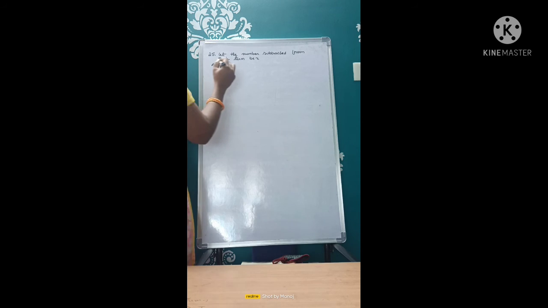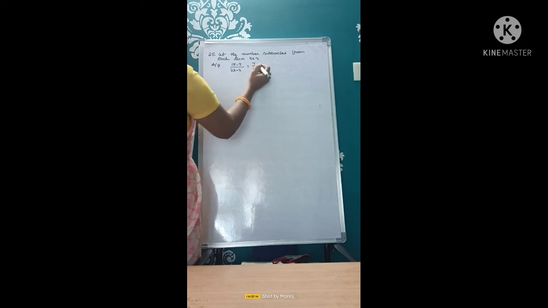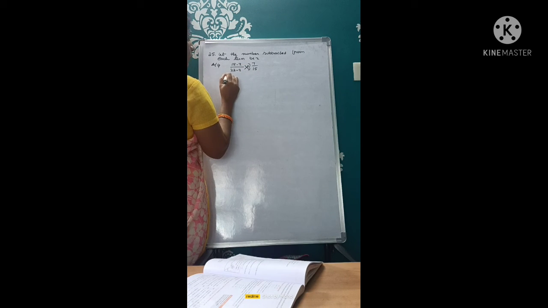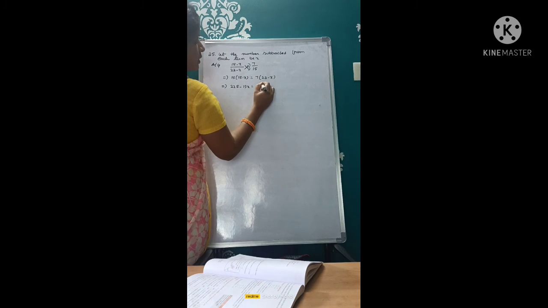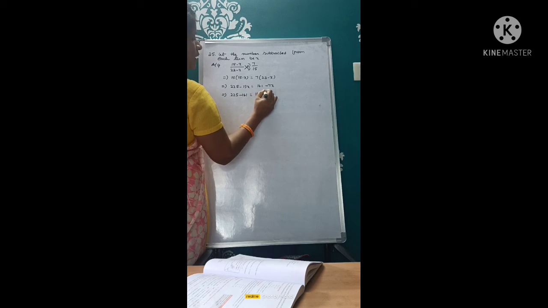According to the question, 15 minus x by 23 minus x equals 7 by 15. Do cross multiplication here. 15 into 15 minus x equals 7 into 23 minus x. 15 15s are 225 minus 15x equals 7 times 23, which is 161, minus 7x. 225 minus 161 equals 15x minus 7x.